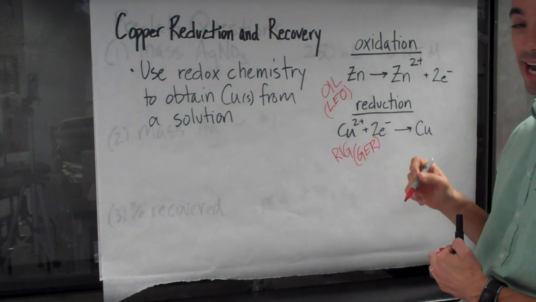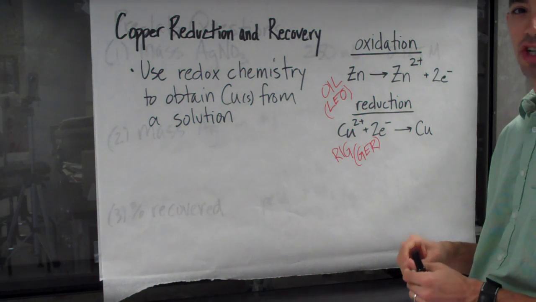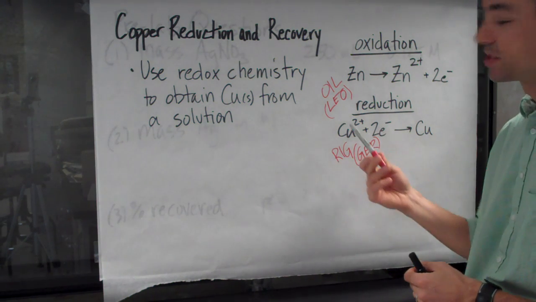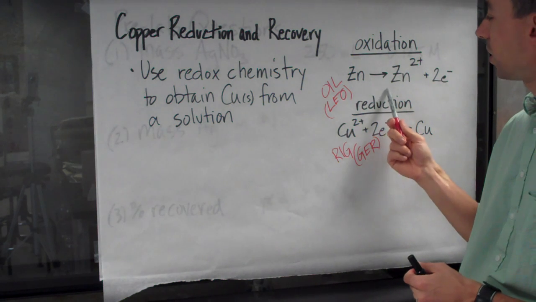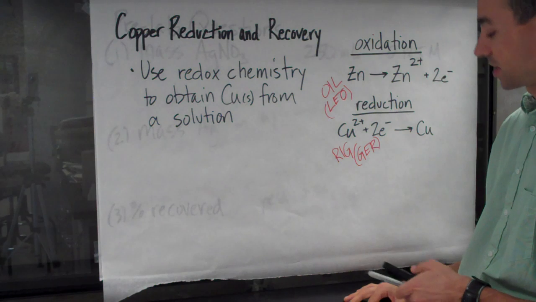These two have to happen together so that you don't build up electric charge in your reaction system. All of the electrons lost must subsequently be gained by another compound.